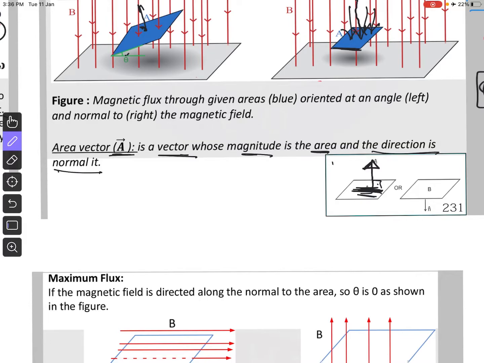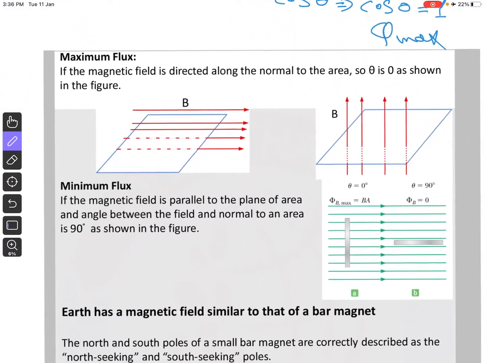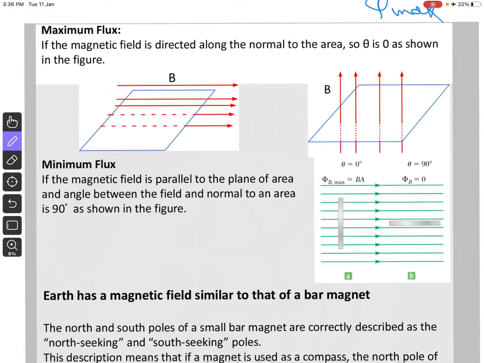Now, in that case, if this blue line is the magnetic field, what is the angle between the magnetic field and the area vector? Of course, 0, right? Theta equal to 0 in that case. So when theta is equal to 0, cosine 0 is 1, which is maximum flux. Okay, maximum flux.